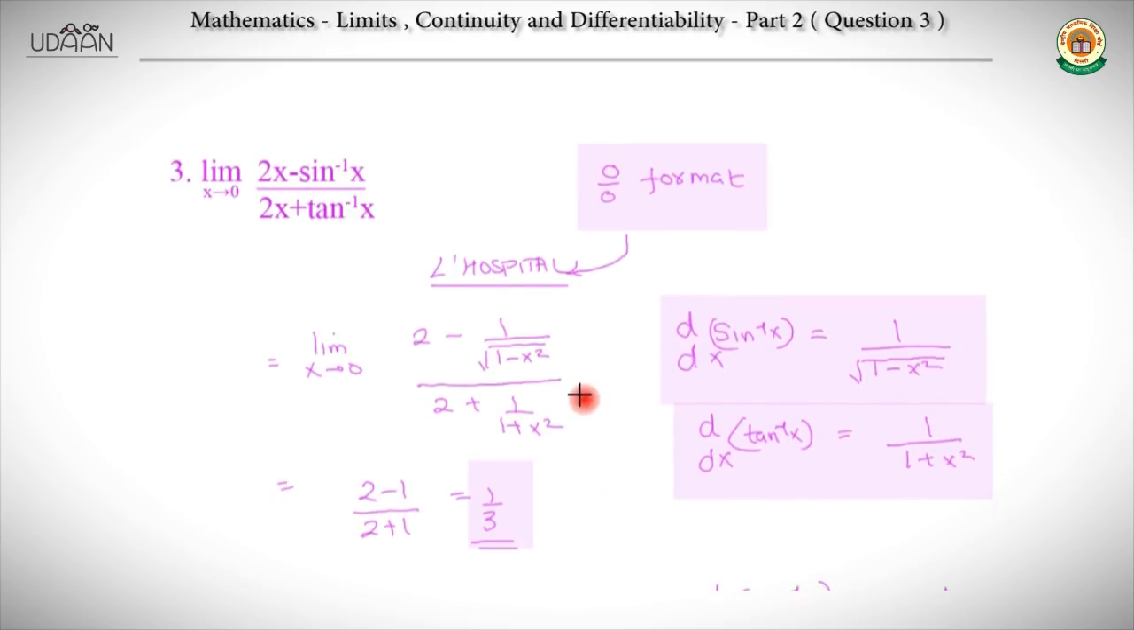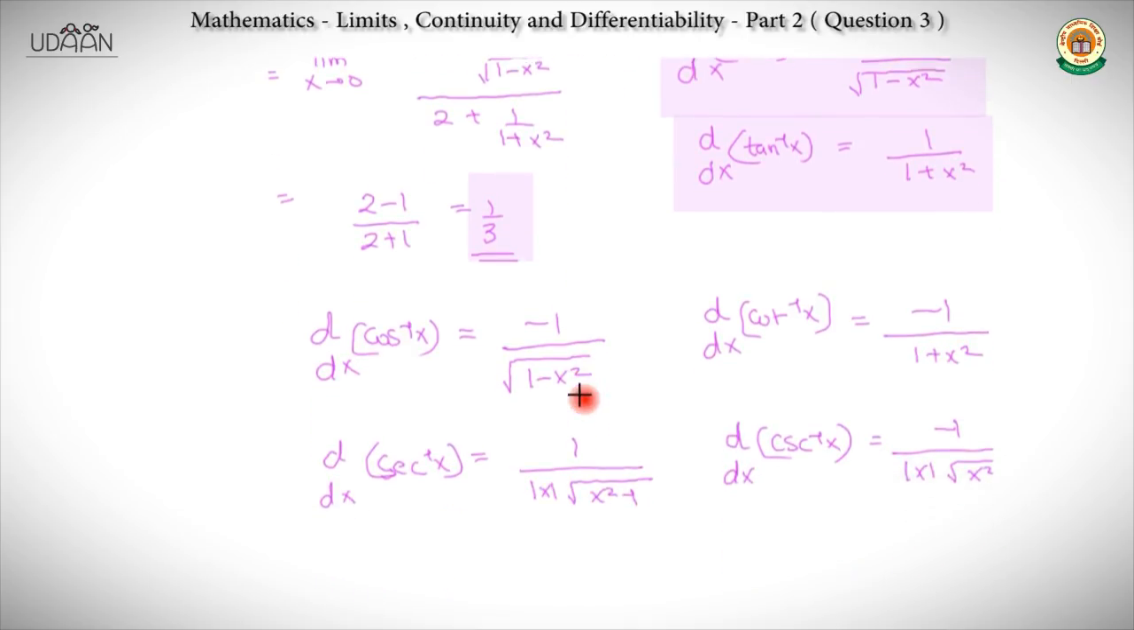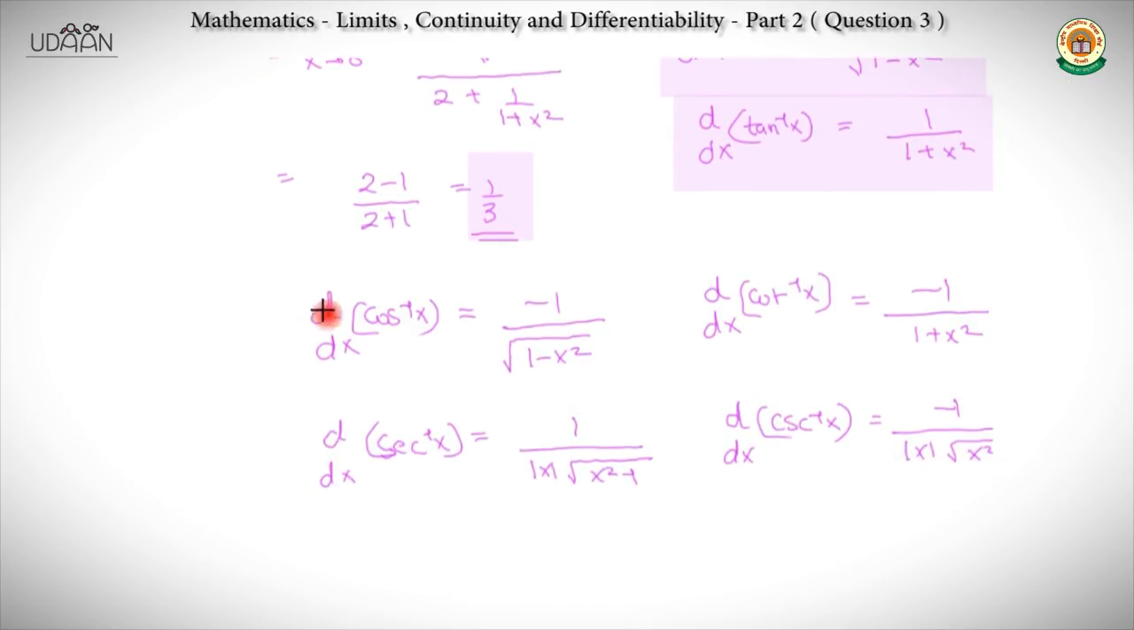For all those things we can remember their formulas also, because it will come in handy in a lot of questions. The main formulas are: d by dx of cos inverse x equals to minus 1 upon root of 1 minus x square. D by dx of cot inverse x equals to minus 1 divided by 1 plus x square. D by dx of sec inverse x equals to 1 divided by mod x into root of x square minus 1. And d by dx of cosec inverse x equals to minus 1 upon mod x into root of x square minus 1.